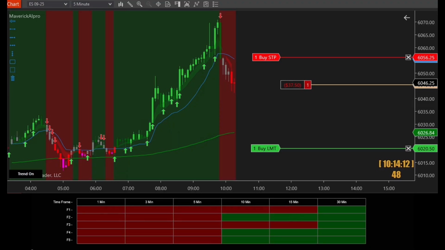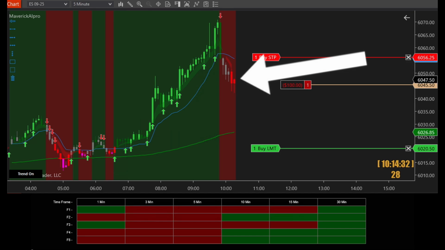Morning, traders. It is a quarter after 10 a.m. And why are we in this trade? Okay, so a couple of things. Let's start on the top chart, Maverick AI Pro. That is the indicator that is coloring all these candles and the background and all those lines. It's very, very simple.